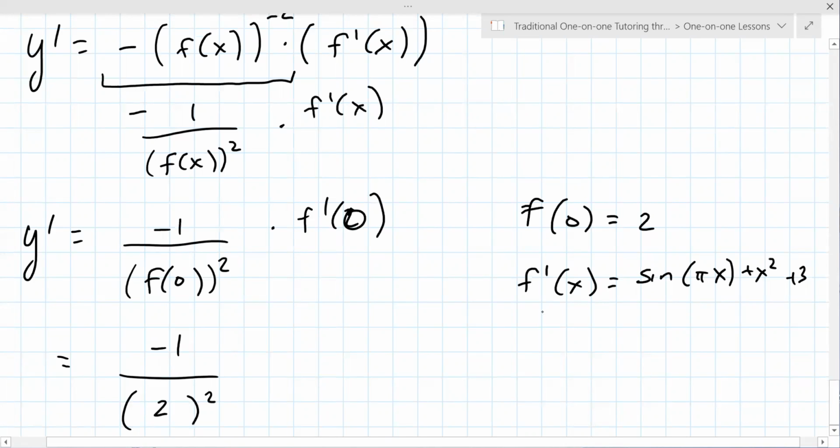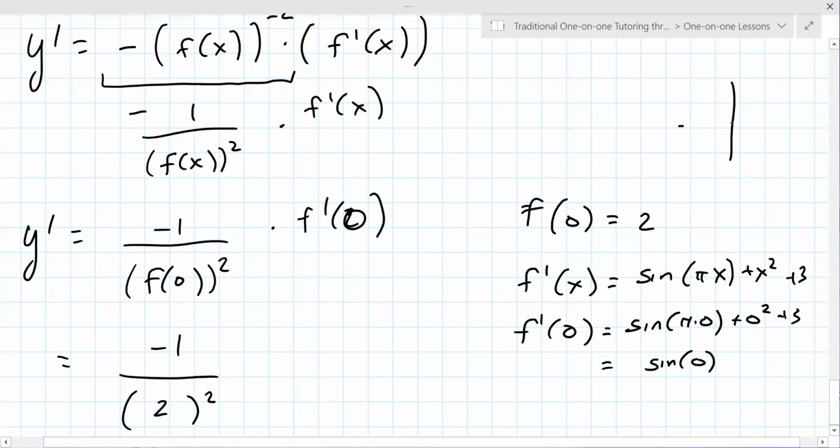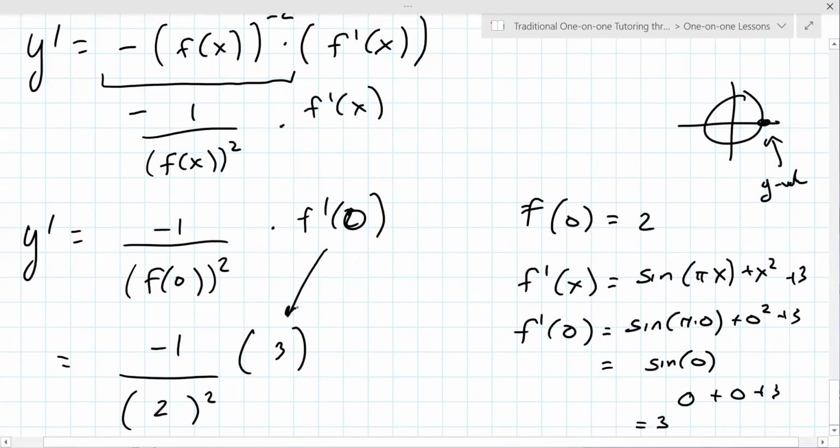And then f prime of 0 comes from putting 0 in here. Sine of pi times 0 plus 0 squared plus 3. So this is sine of 0 on your unit circle. Again, that's right there. That's the y value, which is 0. So it equals 3. So f prime of 0 is 3. Okay.